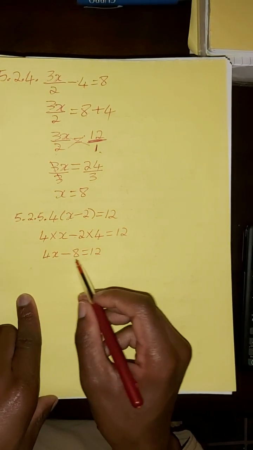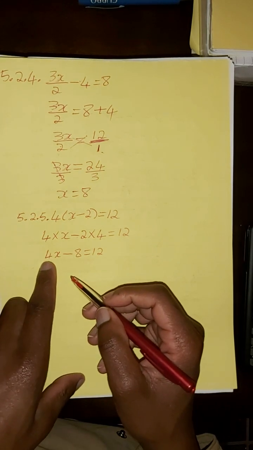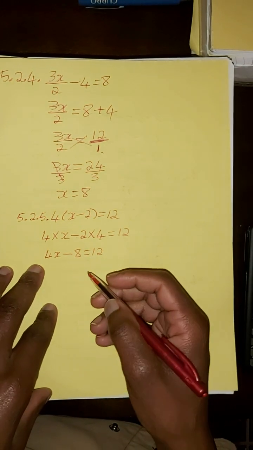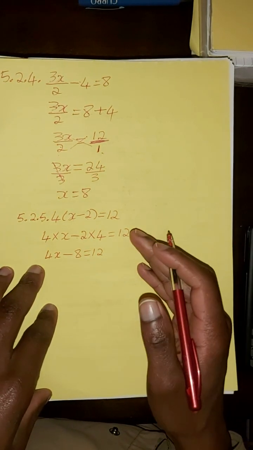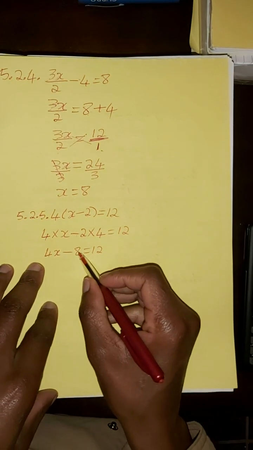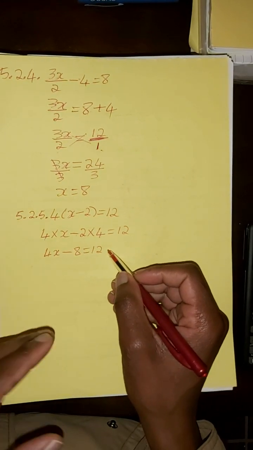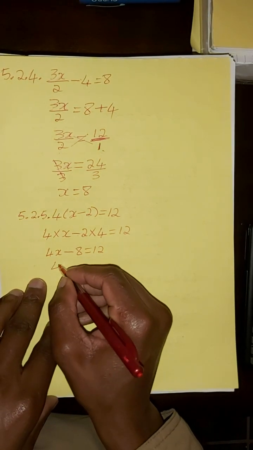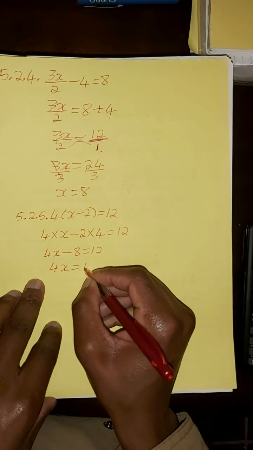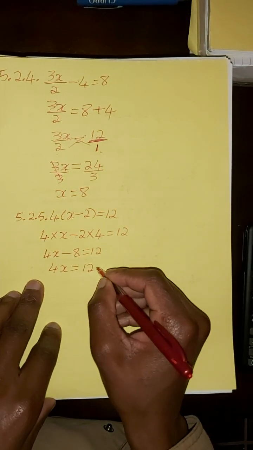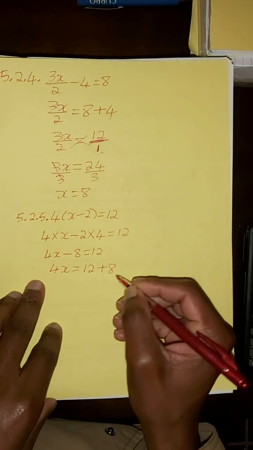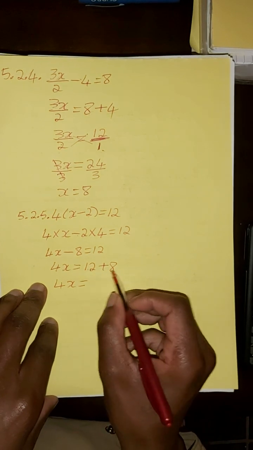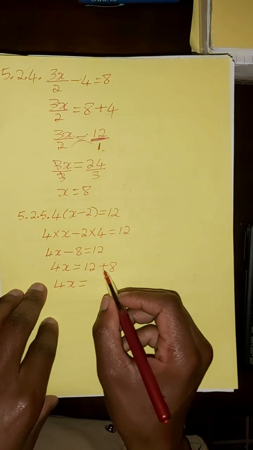Then when I'm here now, remember, I want everything that has the variable x to be on the left, and everything that does not have the variable x to be on the right. So I'm taking this negative 8 to the right hand side, and it's going to now become a positive 8. So I will have 4x is equal to 12. When I take this one to this side, it becomes a positive 8. Then I move down, say 4x is equal to, add these two numbers. What is 12 plus 8?